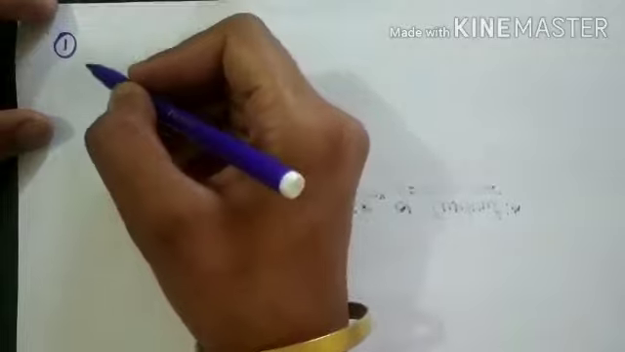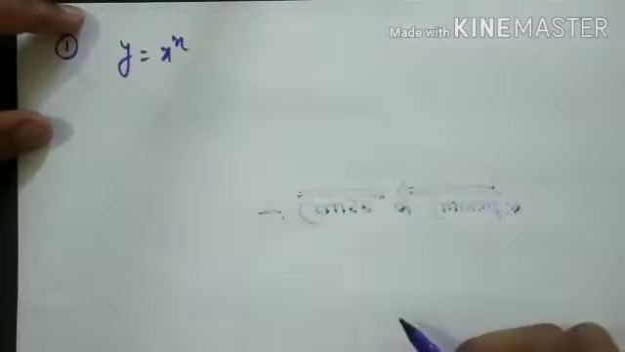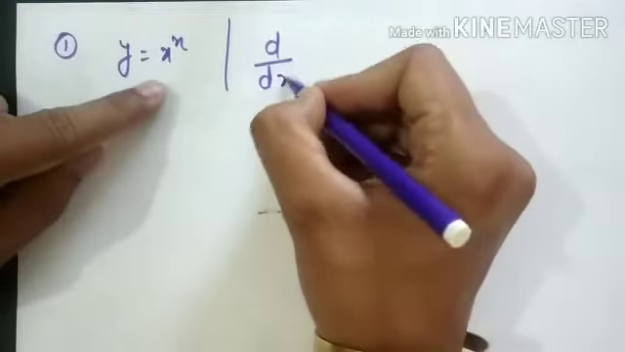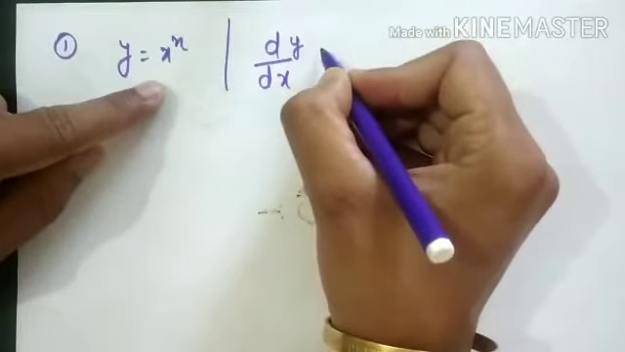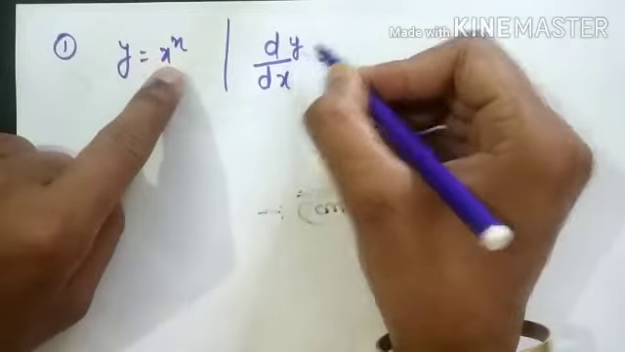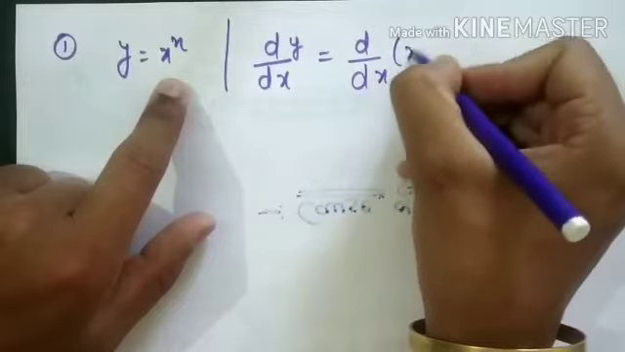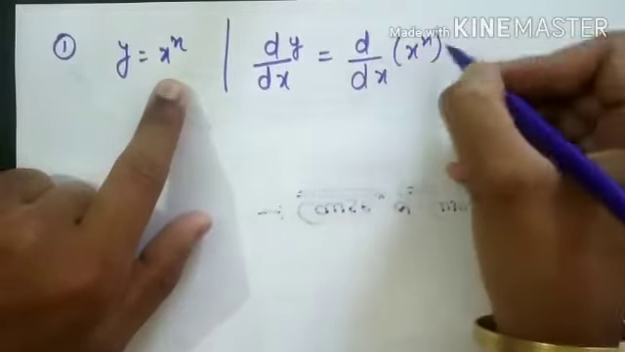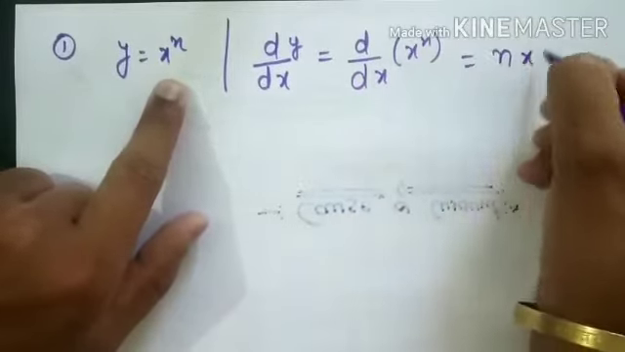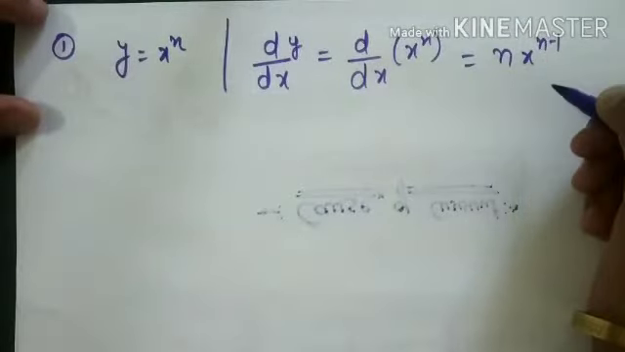Let's consider that we have a function y is equal to x to the power n. Evaluate the differentiation of this function, dy by dx. We have a formula. Y is given as x to the power n, so we can write d over dx of x to the power n, and finally the formula comes n x to the power n minus 1. It's the first basic formula of differentiation. You have to learn this.